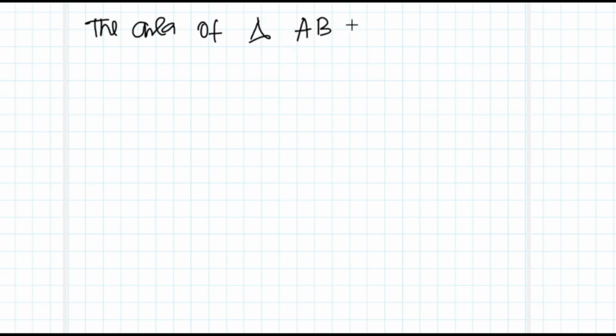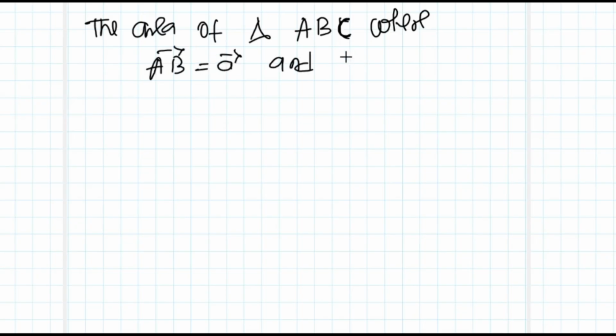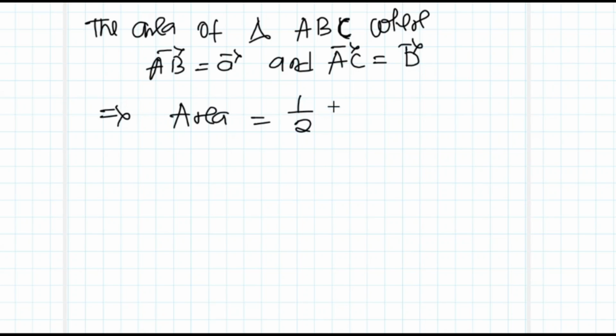Therefore, the area of a triangle ABC, where AB equals vector A and AC equals vector B, implies that area equals half multiplied by the magnitude of the cross product. So that's how to compute the area of a triangle.